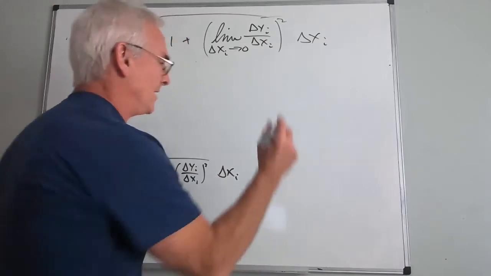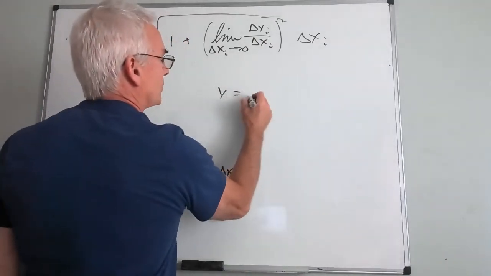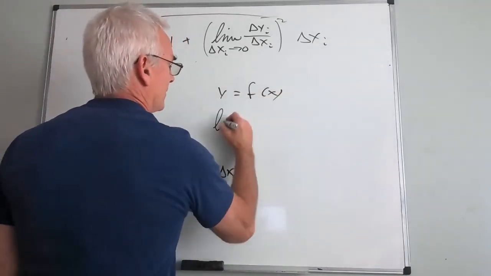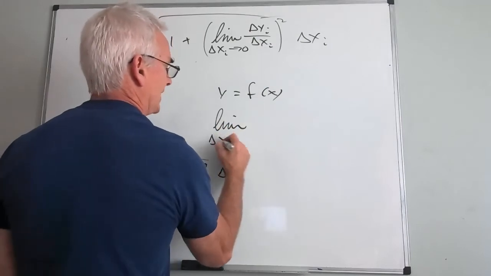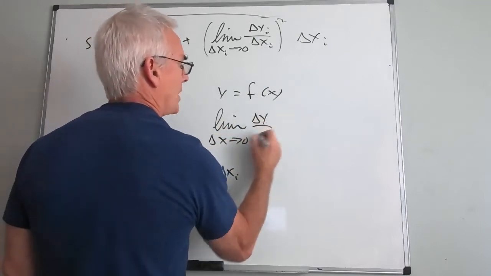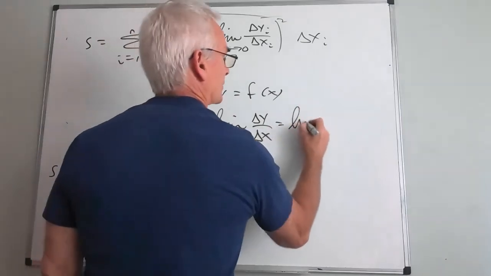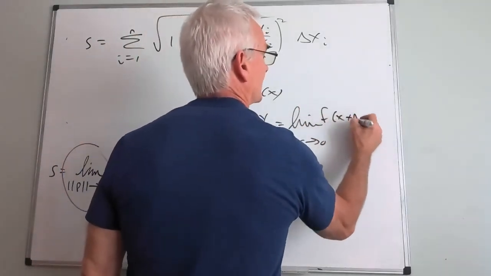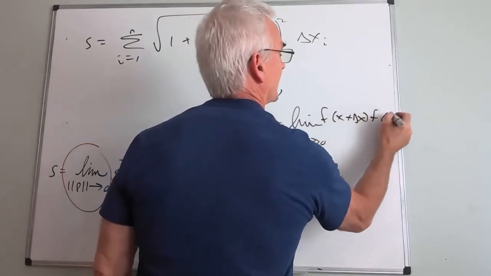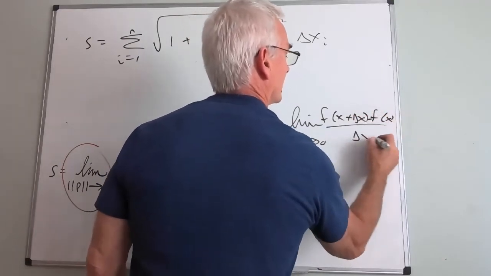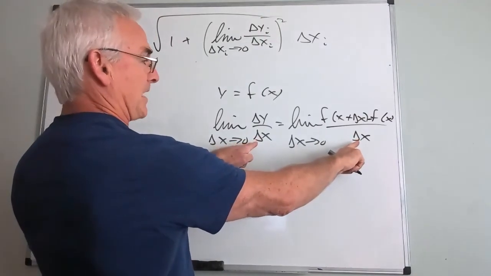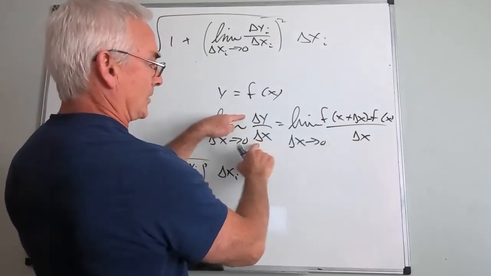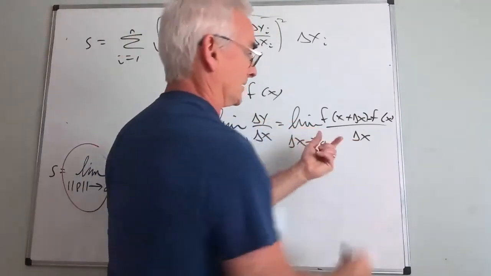In Calc 1, if y equals f of x, then the limit as delta x approaches 0 of delta y over delta x, we can also write as the limit as delta x approaches 0 of f of x plus delta x minus f of x. Sorry, a little tight there. These are exactly the same statement mathematically. If I'm using y, I write it like this. If I'm using f of x, I write it like this.